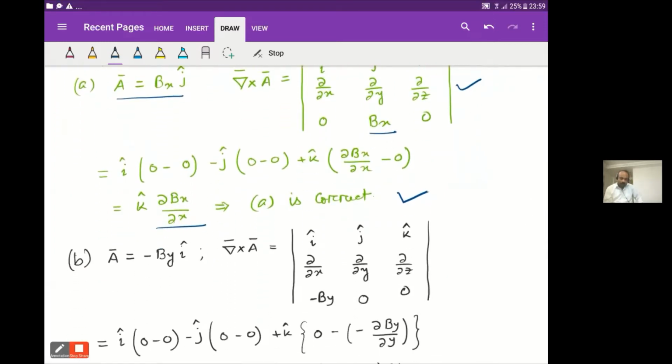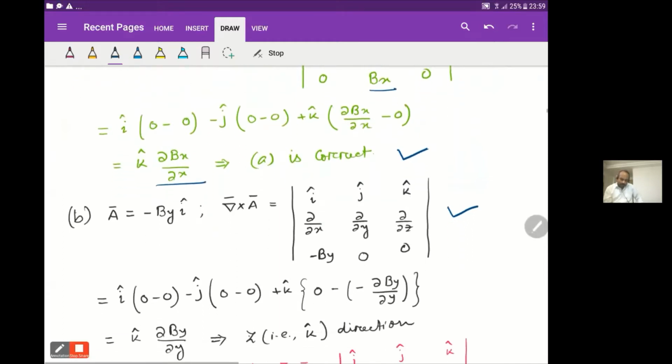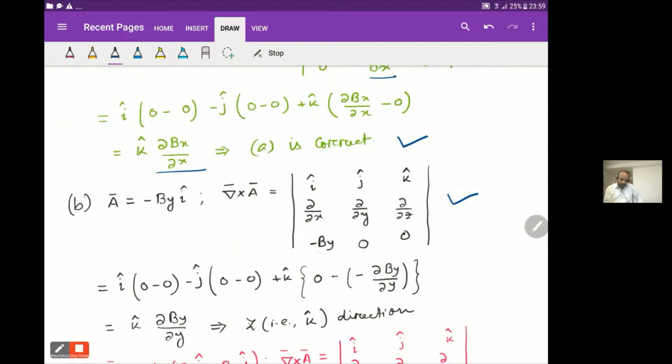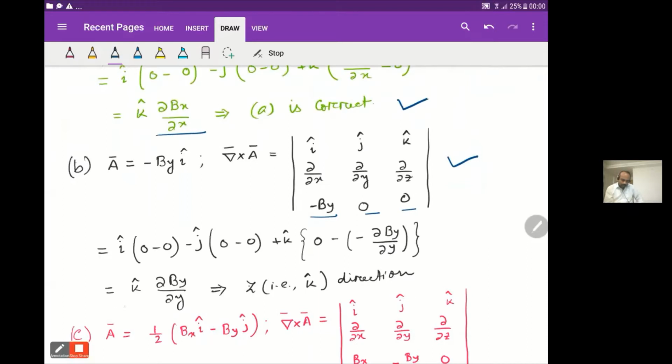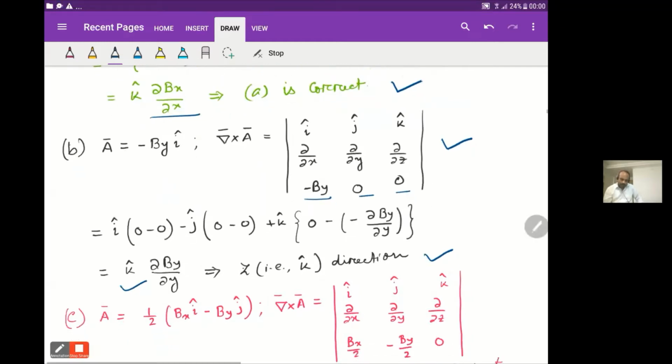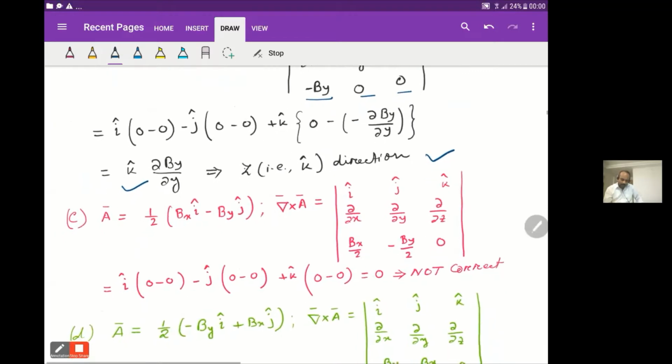Option B, A is given as minus By i cap. Again, taking curl of A, we have minus By along the i cap direction, and j and k cap directions are 0. Doing the mathematics, we get k cap del By by del y. Again, we are getting it along the Z direction or k cap direction. So option B is again correct.